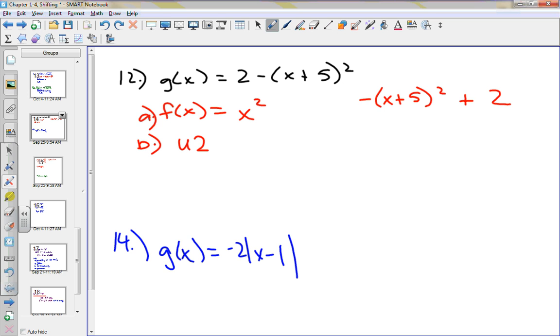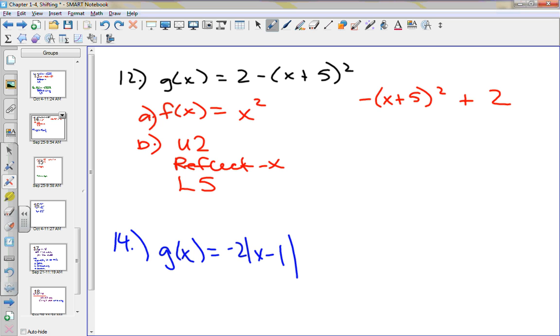What happens with the negative? It reflects it over the x, because it's a parabola. Now what about the 5? It's going to go to the left 5 units. Do we all see that, yay or nay? So that's what you need to get done on tonight's homework.